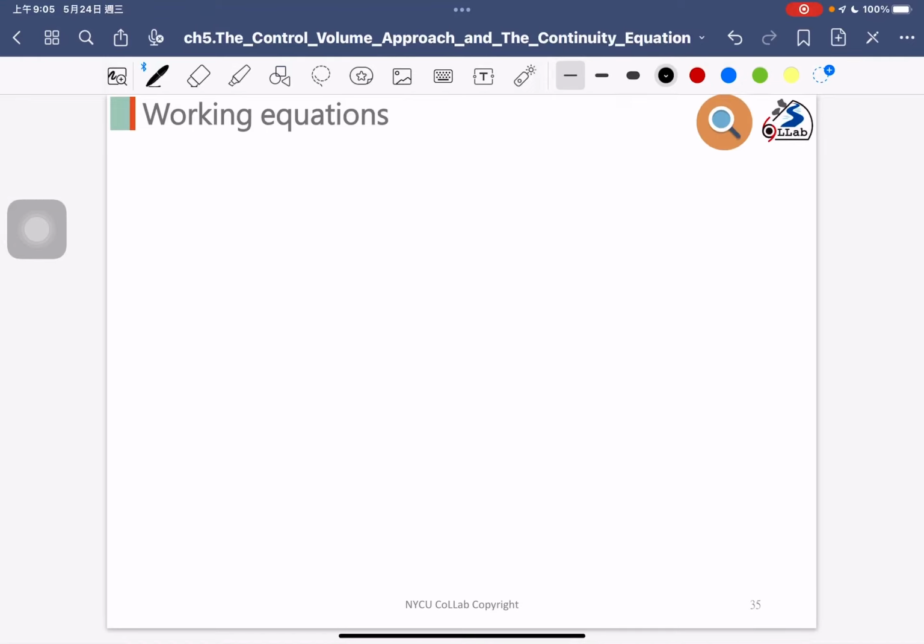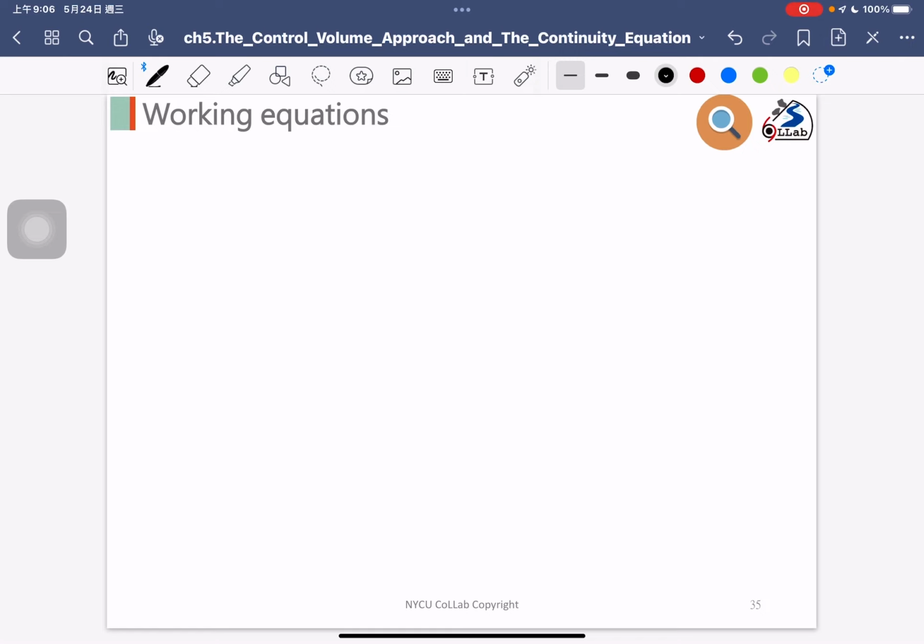Before the class, I would like to remind you of some important points we taught last week. I just put the PPT here, and I'm going to write down some important equations which I taught in chapter 5. So there are some working equations.